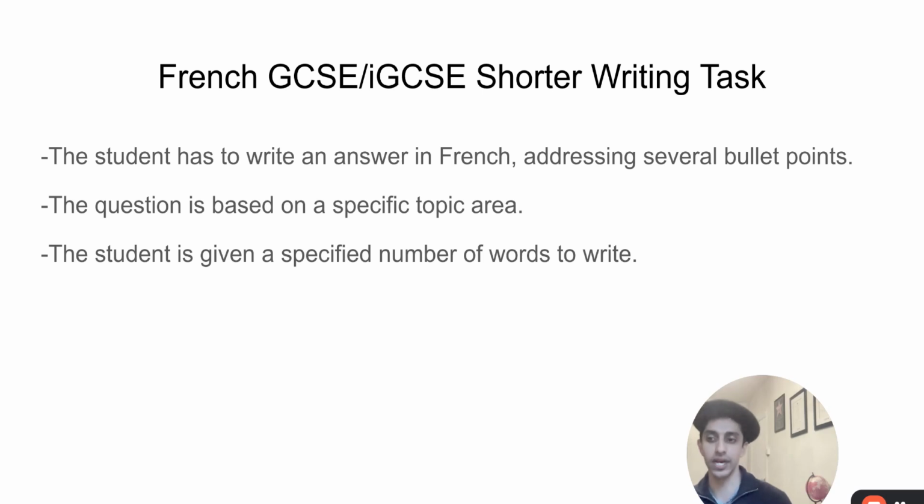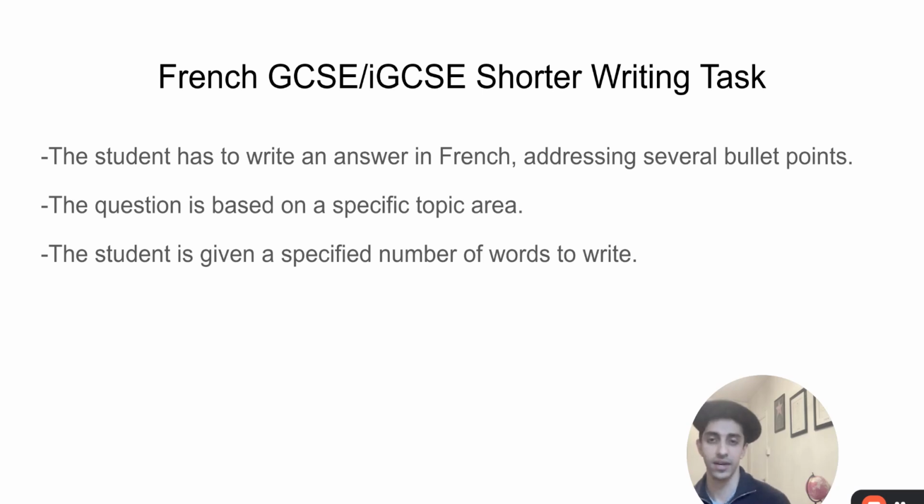But again, try and use material for your particular exam board, material that is going to be as close as possible to your final exam so that you get used to it and so that you're as prepared as possible for what you will come across on the day of your exam. The question itself will relate to a particular topic area. They're not entirely random. The shorter writing task will be based on one of the topic areas for your particular exam board. And as a student, you'd be given a specified number of words to write as well.